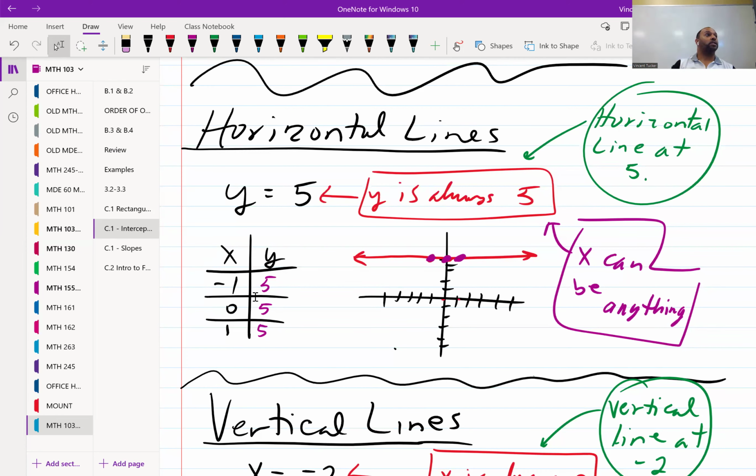What we did last class. Yep. So this is the beginning of today's class. So we're still in C1. Good question. We're still in C1. And we're picking up right where we left off.